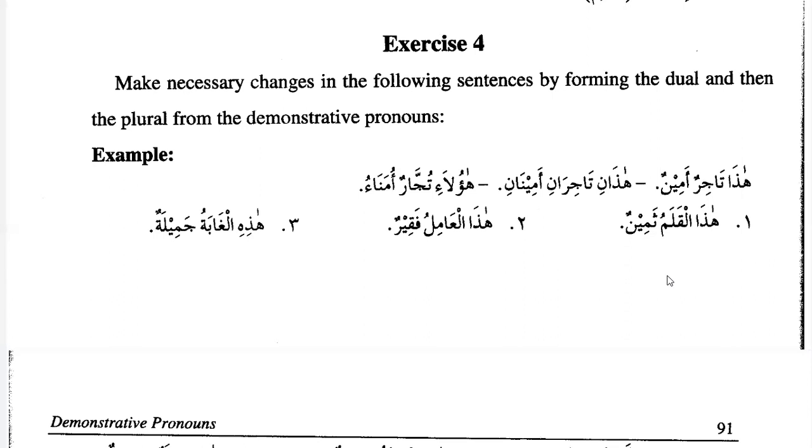Hazal amilu faqirun. Hazani al-amilani faqirani. Amil means worker. Labor. So why not add alif lam to that faqirun? He said faqirani. No. Al amilu, so the sifa also should be al. This is not sifa. This is khabar. The plural for amil, is it umul or? Ummal. And faqir? Fuqara. Fuqara, na'am. Ha'ula'il ummal fuqara. Hazihi al-ghabatu jamila.